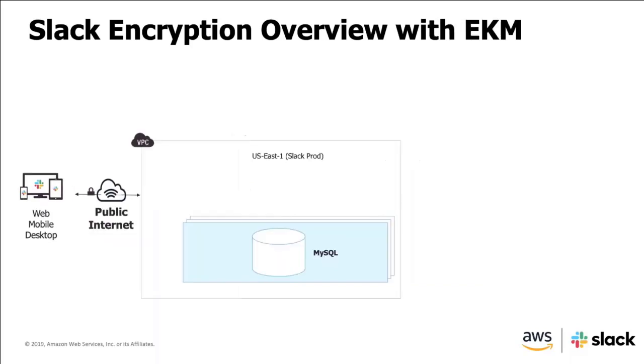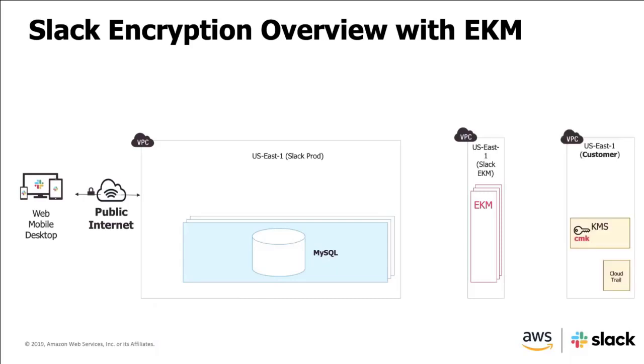Now let's see how this flow would change with the introduction of Slack EKM. First off, we would have two additional components to the architecture diagram. The first is the Slack EKM service, and the second is the customer's instance of AWS KMS. Similar to the previous example, let's assume a user types a message into Slack. For consistency, we'll use "Hello World."